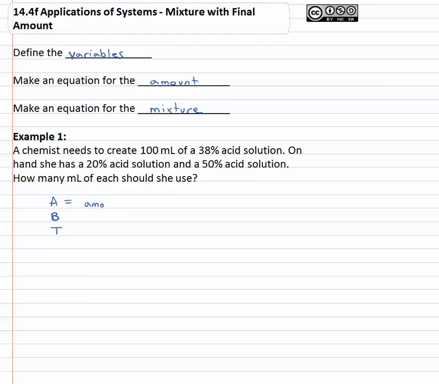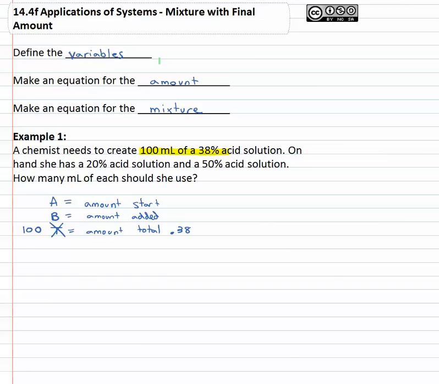So A is the amount that we start with. B is the amount that is added. And T is the amount in the total. Then we look for what we know. The chemist creates 100 milliliters of a 38% solution. Is that the amount she started with, added, or had at the end? It's the amount she has at the end. It's what she wants to create. We actually know the amount of the total, so we don't need T. There's going to be 100 milliliters of this 38%, which is 0.38.